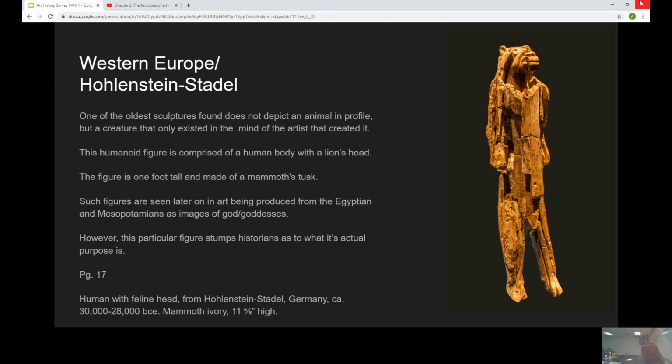Sorry, Brandon. This is the man. He has a lion's head, which is kind of cool. This is also the oldest sculpture that has been found that does not depict an animal in profile. All of the other sculptures found are illustrating an animal figure shape that is in profile view. This is entirely in the round.